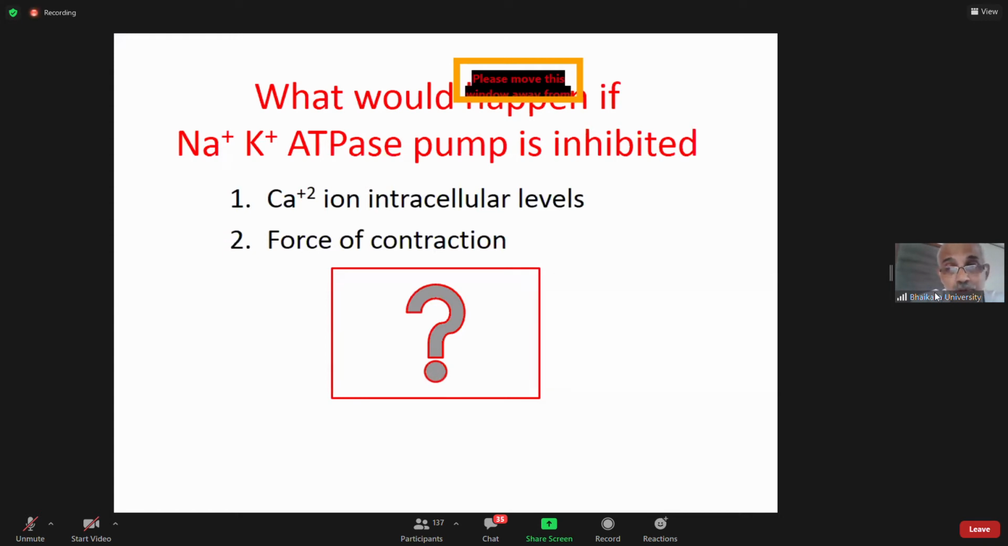Okay. The fourth question here is, name some sodium potassium pump inhibitors. 1, 2, 3. Three inhibitors. Clear? Questions? What would happen if the sodium potassium pump is inhibited? Calcium ion concentration level in the intracellular fluid and the force of contraction.